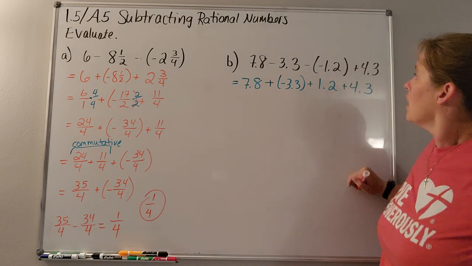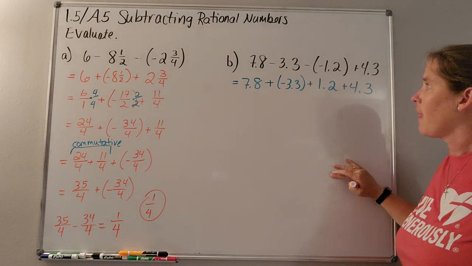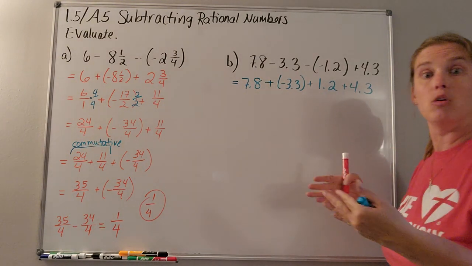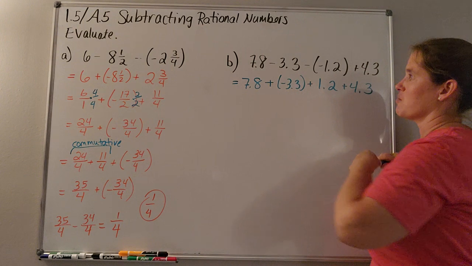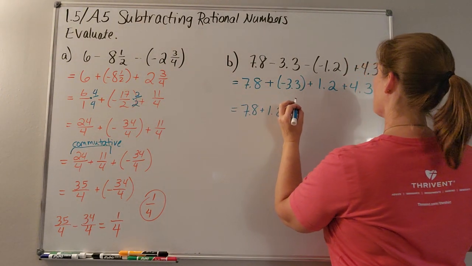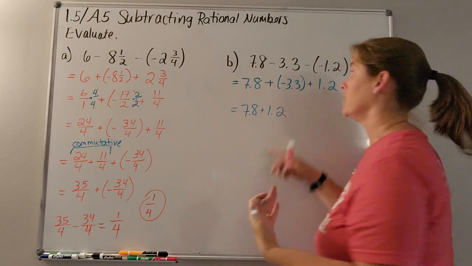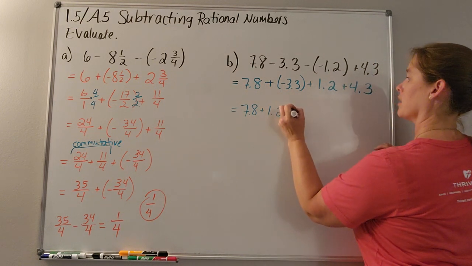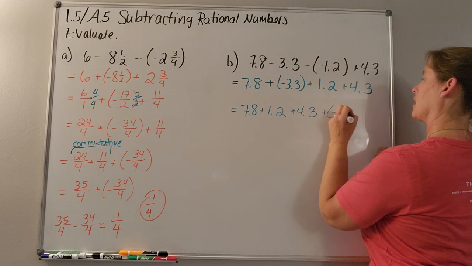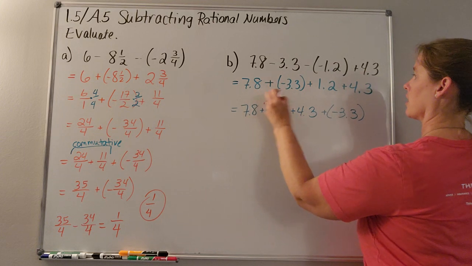Okay, let's see. In your brain, is anything going, ooh, some stuff goes together? For me, I see a 7.8 and a 1.2, and I say, ooh, those go together. So I can move them and group them if I want, but I can just move them for now. 7.8 plus 1.2. I'm also going to move the 4.3, because why not add everything and then deal with the negative, right? So the commutative property lets us rearrange everything.